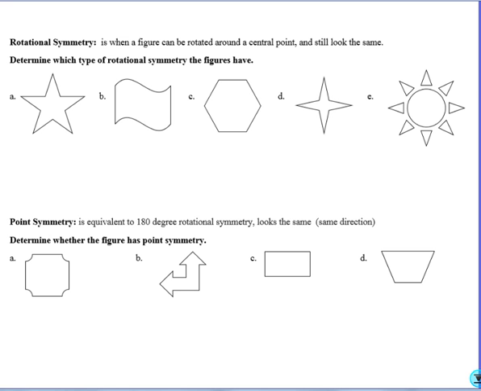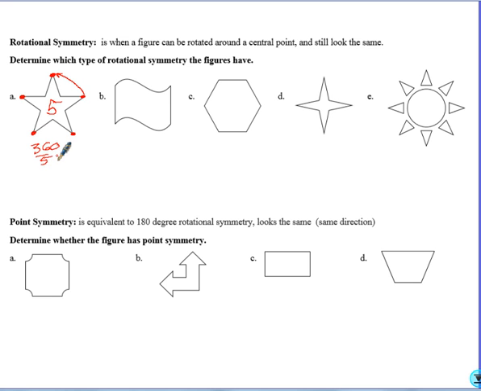Rotational symmetry. Rotational symmetry is when a figure can be rotated around a central point and it still looks exactly the same. Meaning if I have this star and I rotate it, so that this point here goes to the top, the star looks exactly the same, I didn't really change it. So what you want to do for these types of problems is look for how many key points you have within your figure. So here we have 1, 2, 3, 4, 5. It's a 5-pointed star.